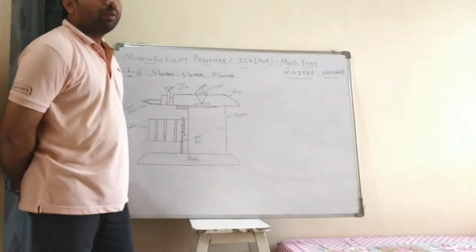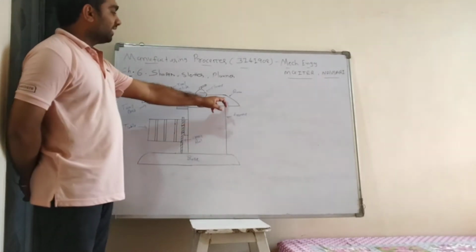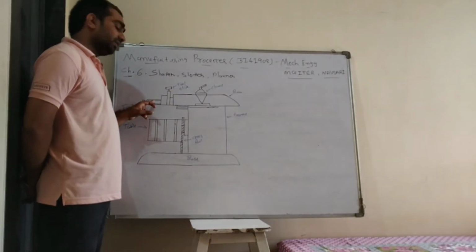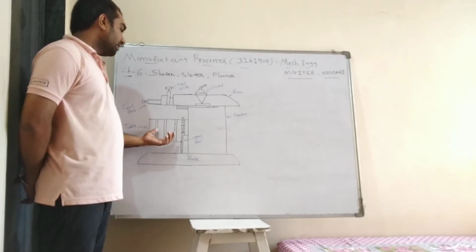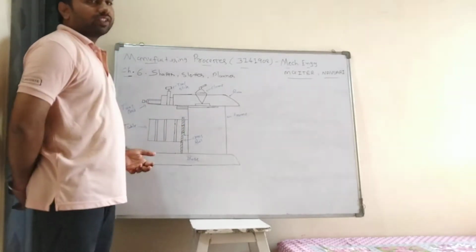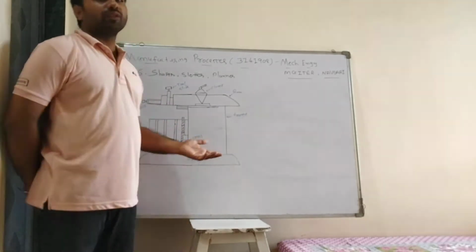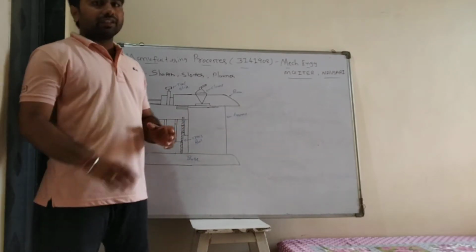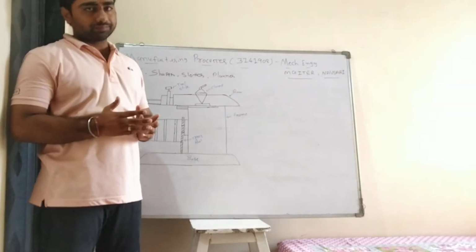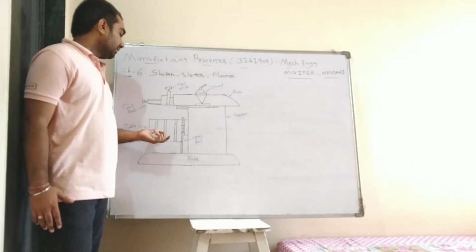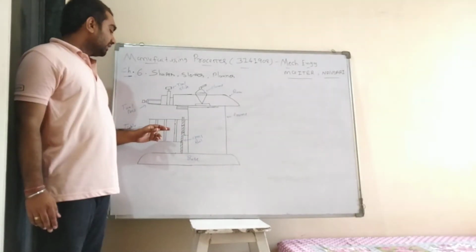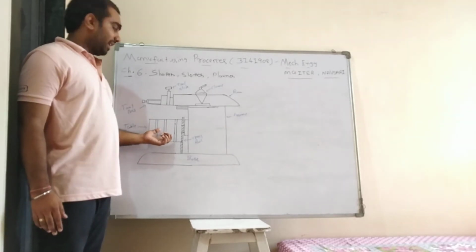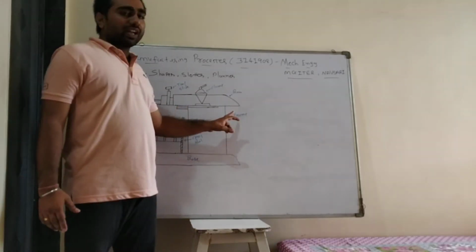The working principle of the shaper machine is that force is applied by the reciprocating motion of the ram. The tool is fitted in the tool post, and the material is put on the table by fixing it with a fixture. There are different types of fixtures available in the market, depending upon the shape and size of the workpiece. First the workpiece is fixed on the table, and then the shaper machine is started.